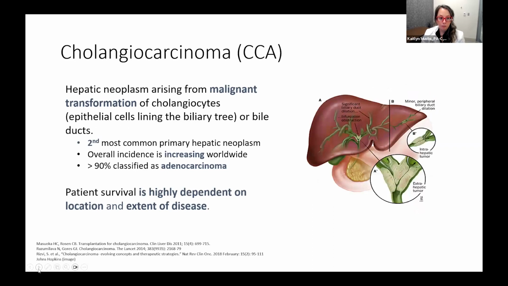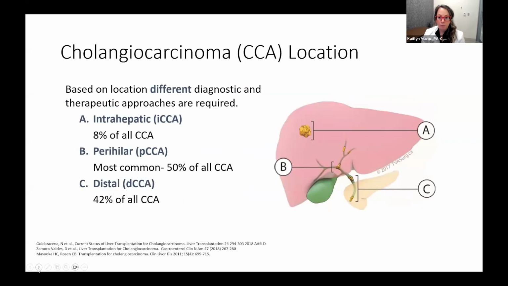So cholangiocarcinoma, as you may know, is a primary hepatic neoplasm resulting from malignant transformation of cholangiocytes, which are the epithelial cells lining the biliary tree or your bile ducts. It's the second most common primary hepatic neoplasm, and overall incidence is increasing. About 90% of these are classified as adenocarcinomas, and patient survival is highly dependent on the location and extent of disease when it's diagnosed. These are some of the different locations of cholangiocarcinoma.